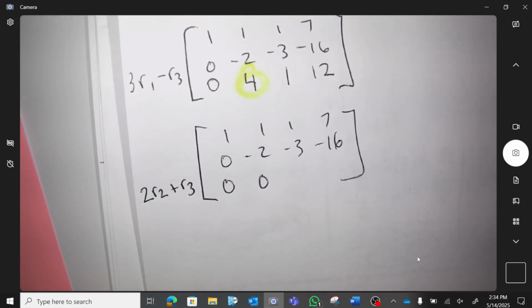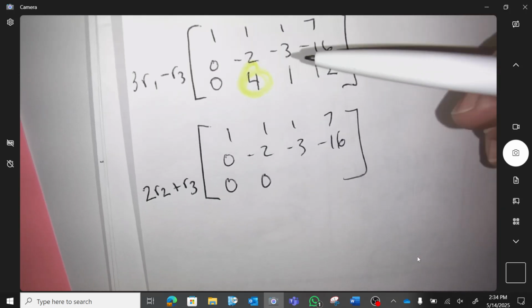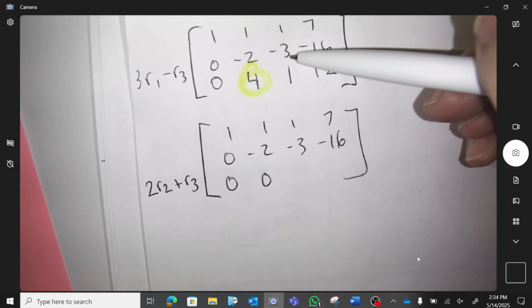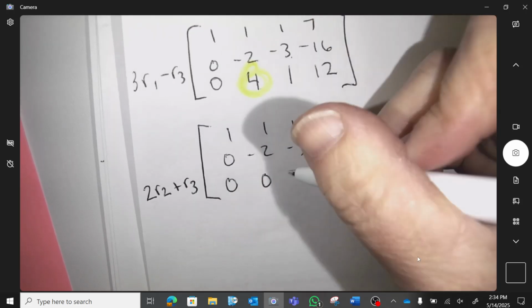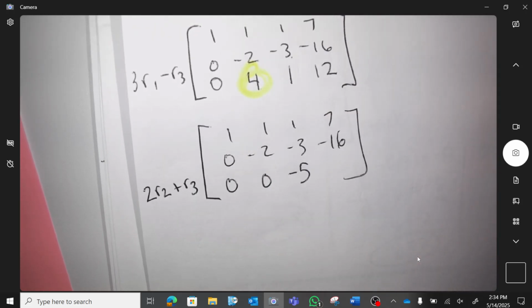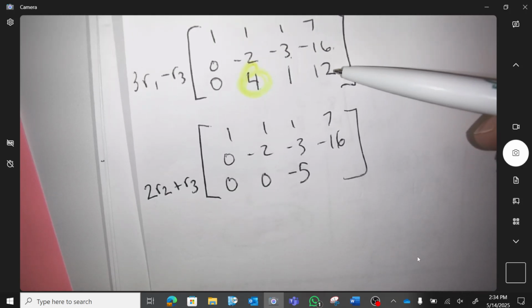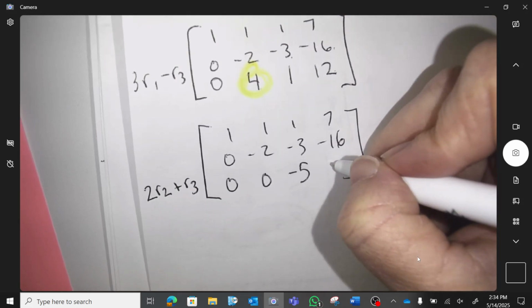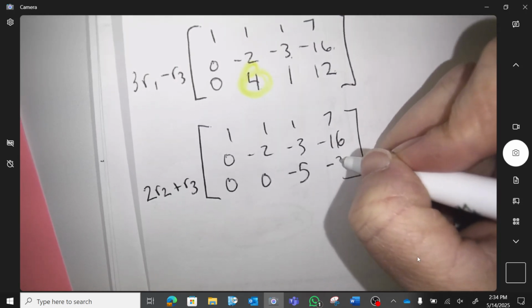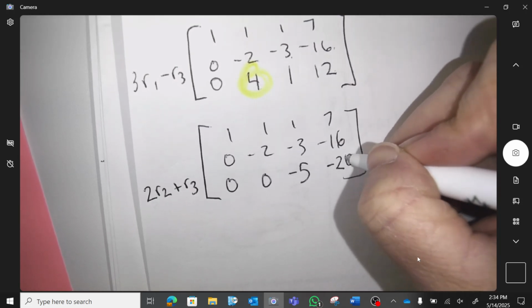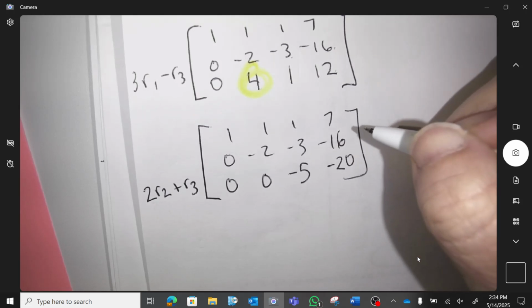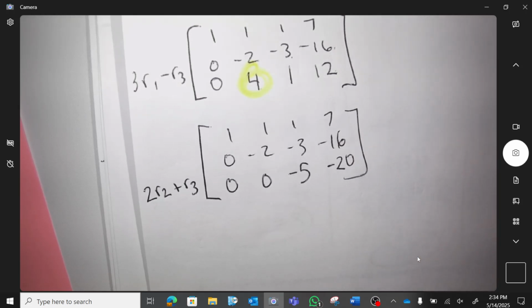Okay, now to think about the rest. Double -6 plus 1. Double -32 plus 12. -20. Yeah.